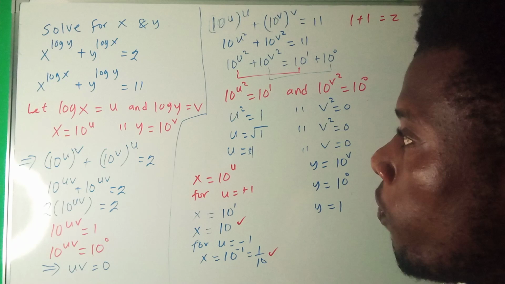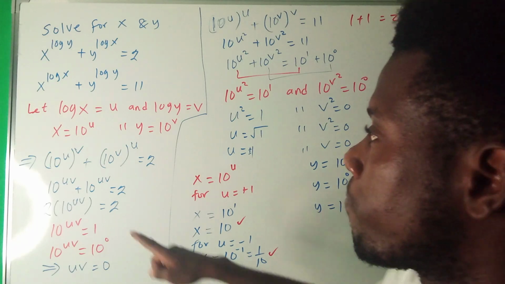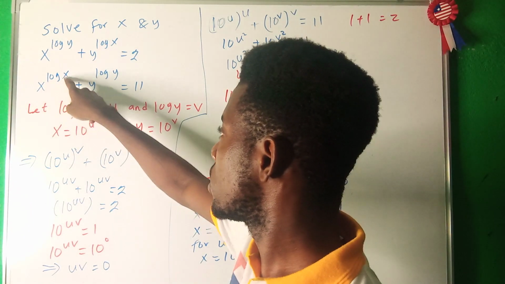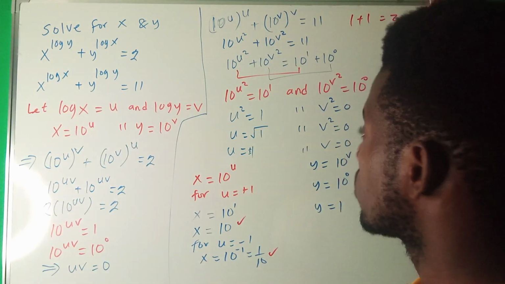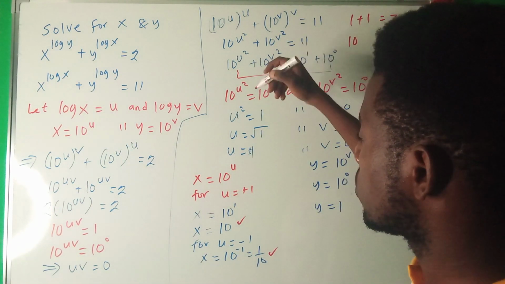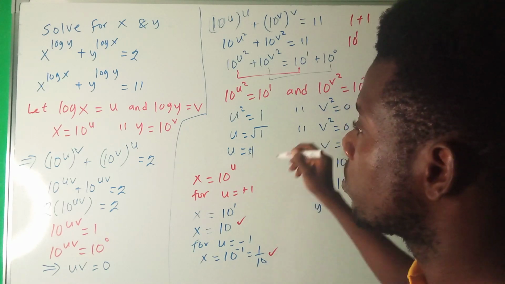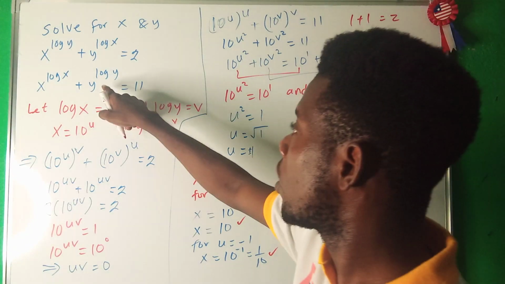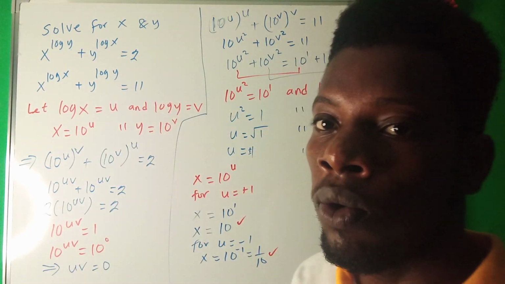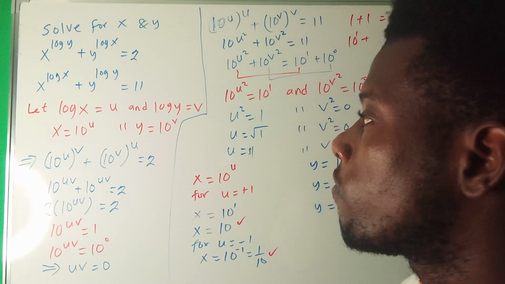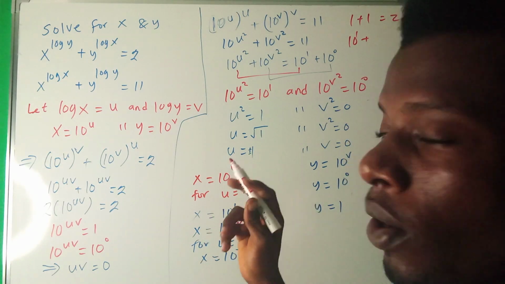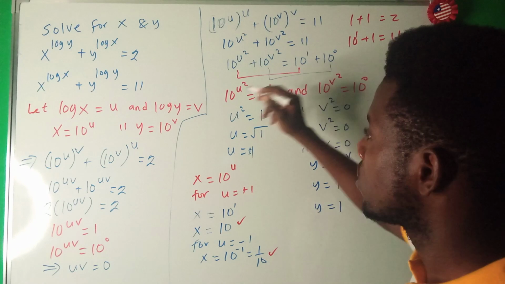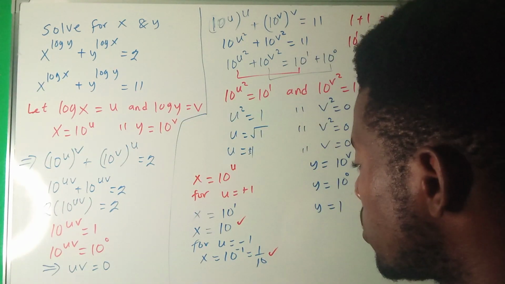We'll move on to prove that the second equation will also be satisfied. So x is 10 raised to the power of log 10. So 10 raised to the power of log 10 is just 10 because log 10 is 1. So you have 10 raised to the power of 1 plus, now y is 1. So 1 raised to the power of log 1, and log 1 is 0. So 1 raised to the power of 0 is actually going to give us 1. So you have 10 plus 1 is 11. So that equation is proved.